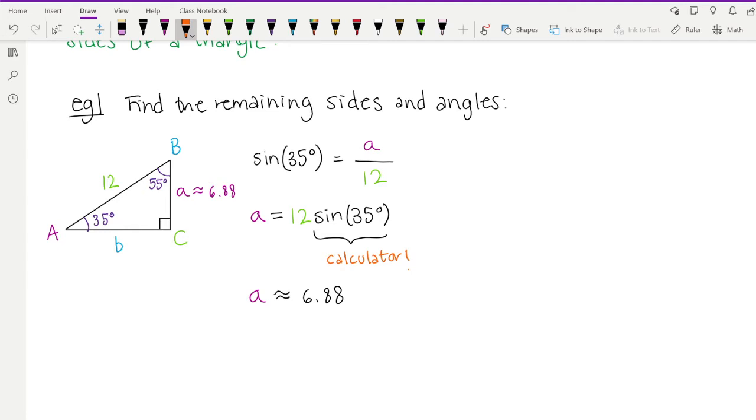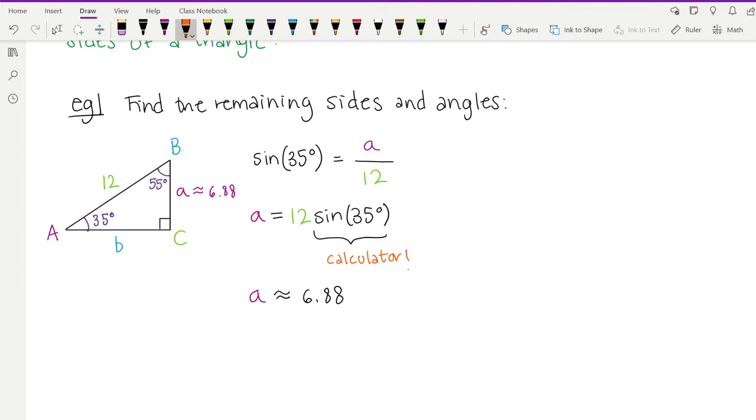Okay, so how do we now find the side that we've labeled with B? There's actually a few ways we could proceed from here. One thing you could do is use the Pythagorean theorem, although that might make your answer a little bit further off because A has already been rounded, right? We rounded A when we wrote it down. So let's actually try to use trigonometry to find side length B.